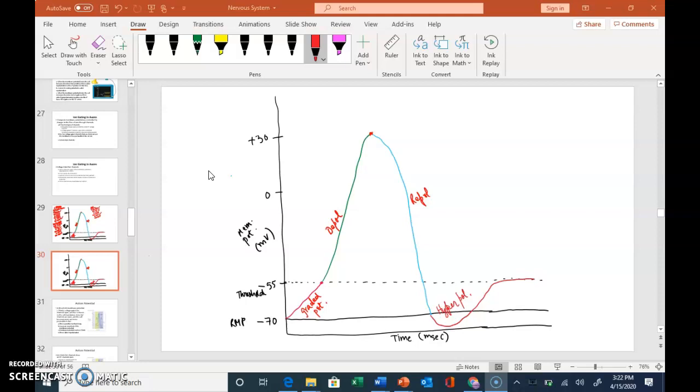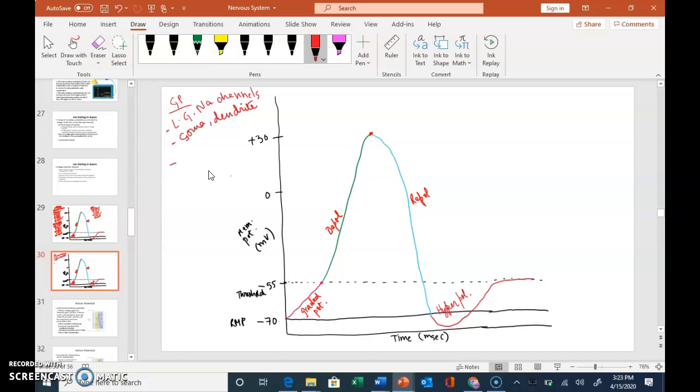So from resting membrane potential to threshold, we see graded potential. And when we talk about graded potentials, which channel is mainly responsible for graded potential? It is ligand-gated sodium channels. The ligand-gated sodium channels are the primary ones that help to create the graded potential. Remember, the graded potential takes place on the soma and dendrites. That's where the graded potential takes place.